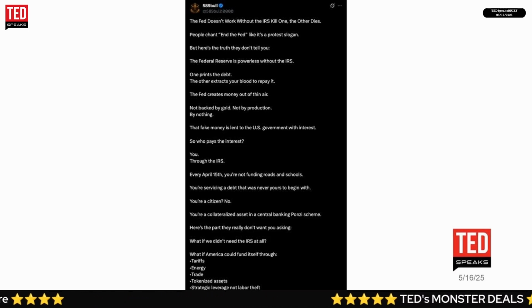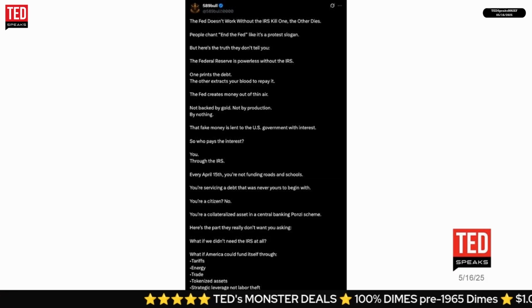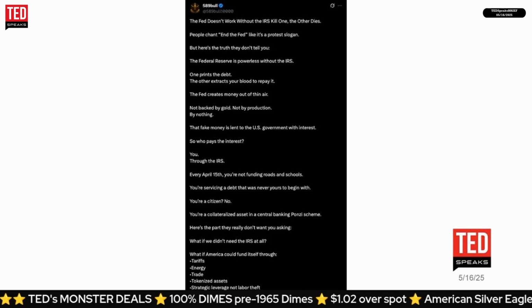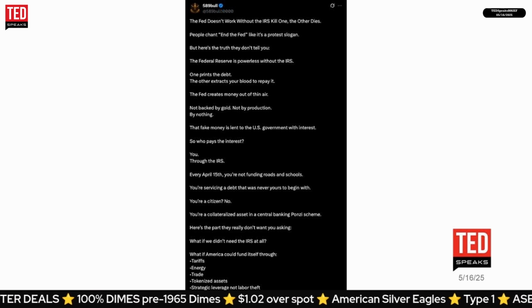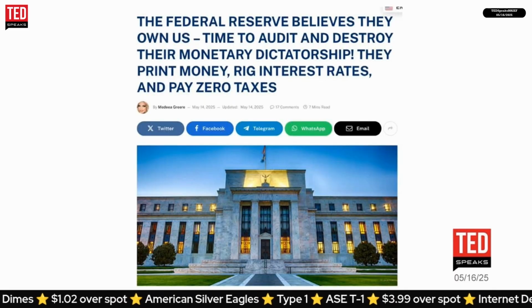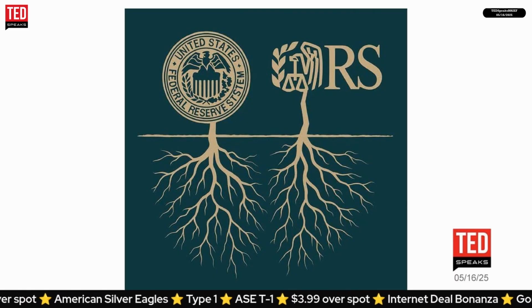Here's the part that they really don't want you asking. What if we didn't need the IRS at all? What if America could fund itself through tariffs, energy, trade, tokenized assets, strategic leverage, not labor theft? This isn't theory. It's already being drafted. And here we are with the IRS, folks. The IRS is going to be no more.